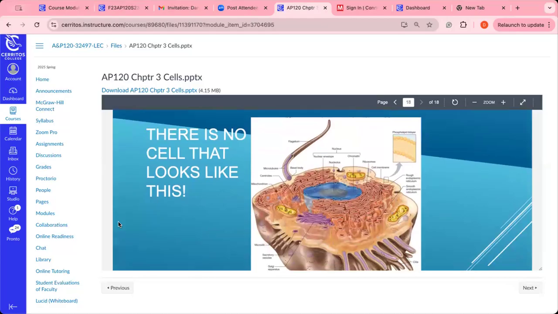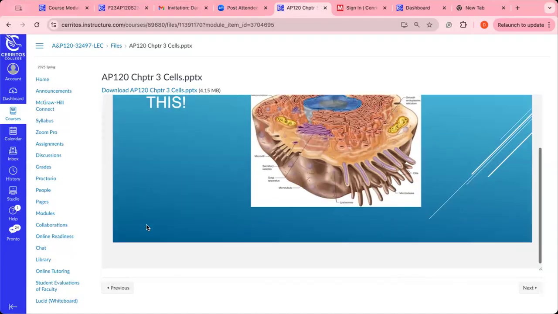Okay, again, there is no cell that looks like this, but this is a stylized picture of the cell with all of the pieces showing for you here. There's no cell with all of that. But all of those pieces are showing.